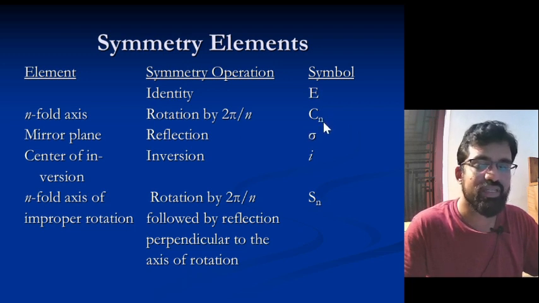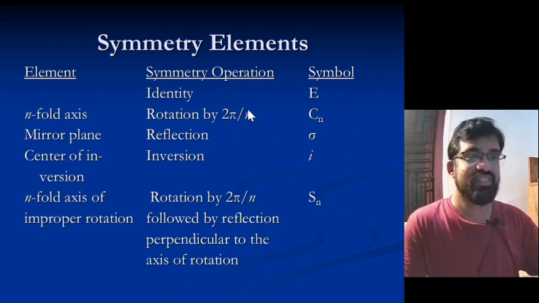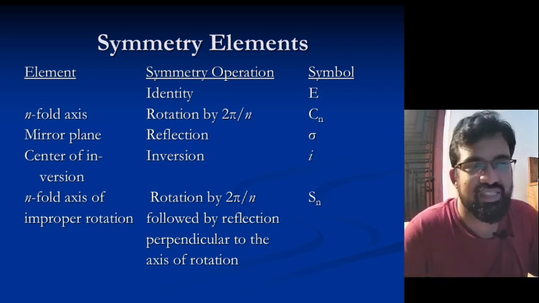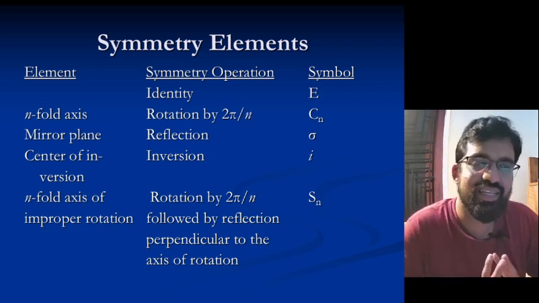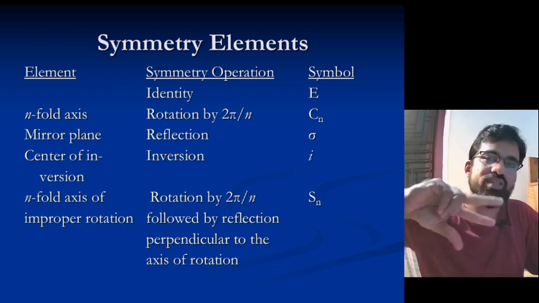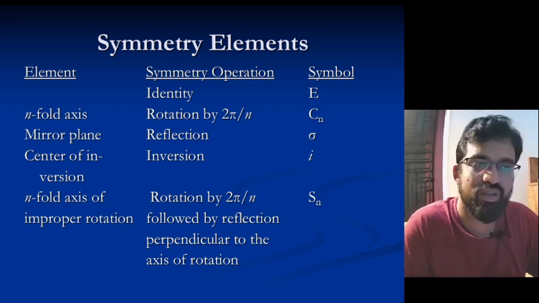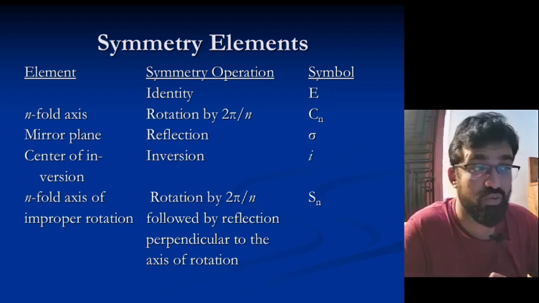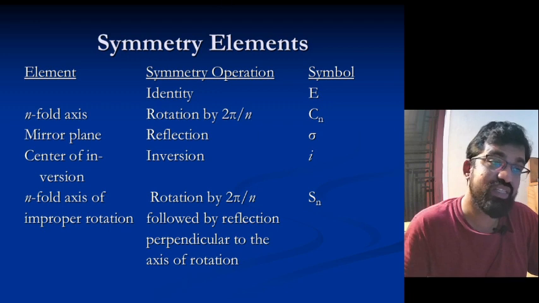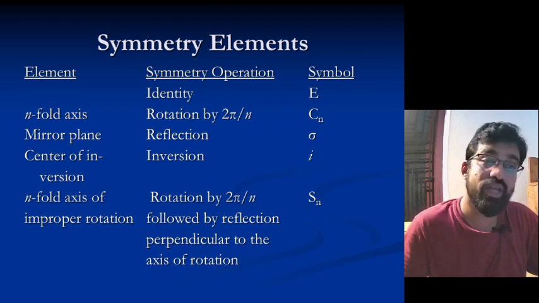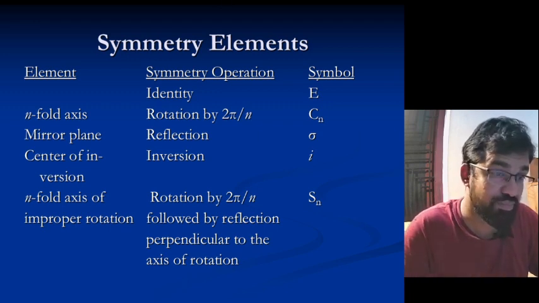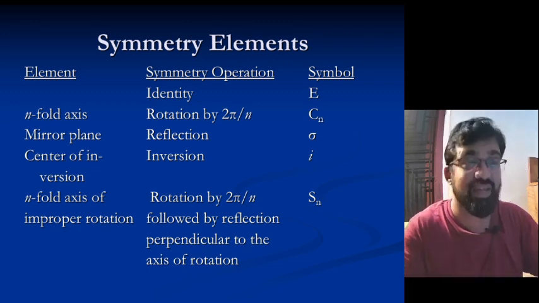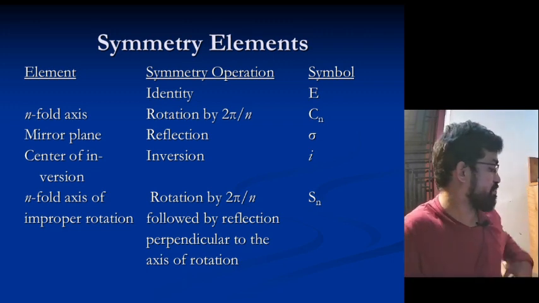2 pi by theta gives the n value. If n is 1, the rotation is about 360 degrees. Every object, when you rotate 360 degrees, appears unchanged. So that is a symmetry operation. All objects have the symmetry operation C1. We'll discuss that. For example, a rotation about 180 degrees gives the same appearance.